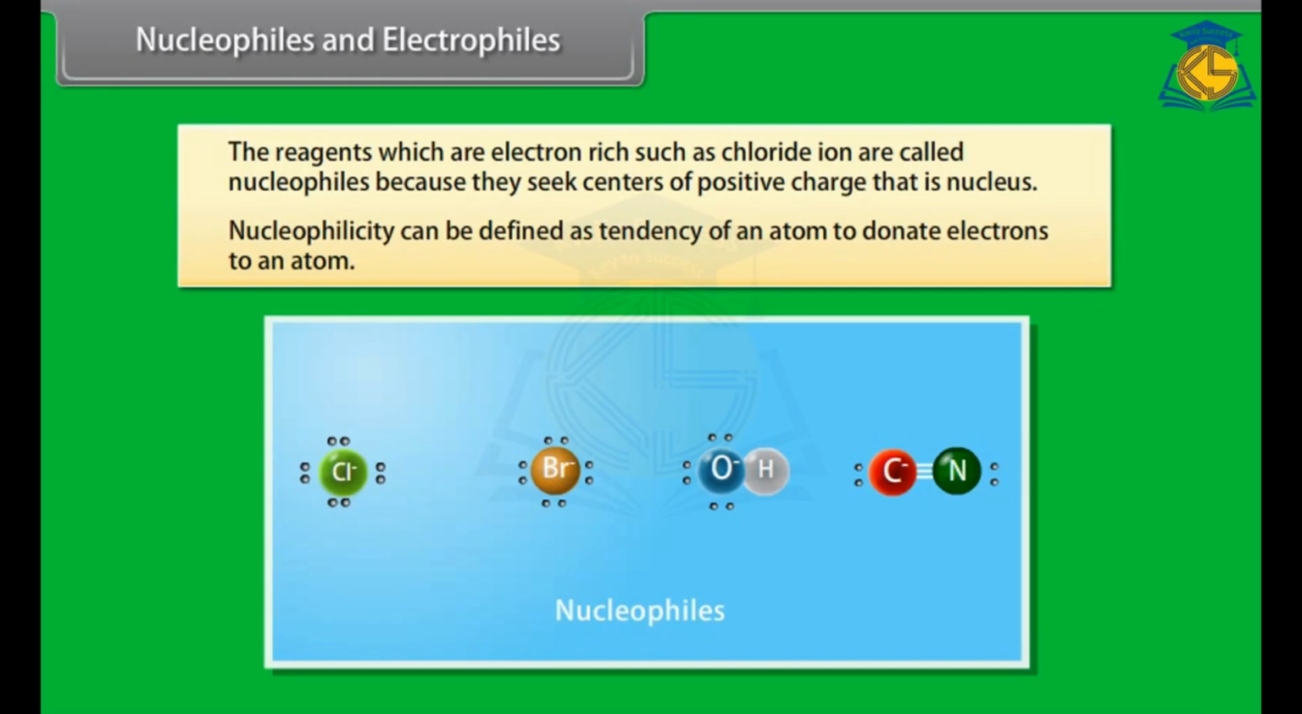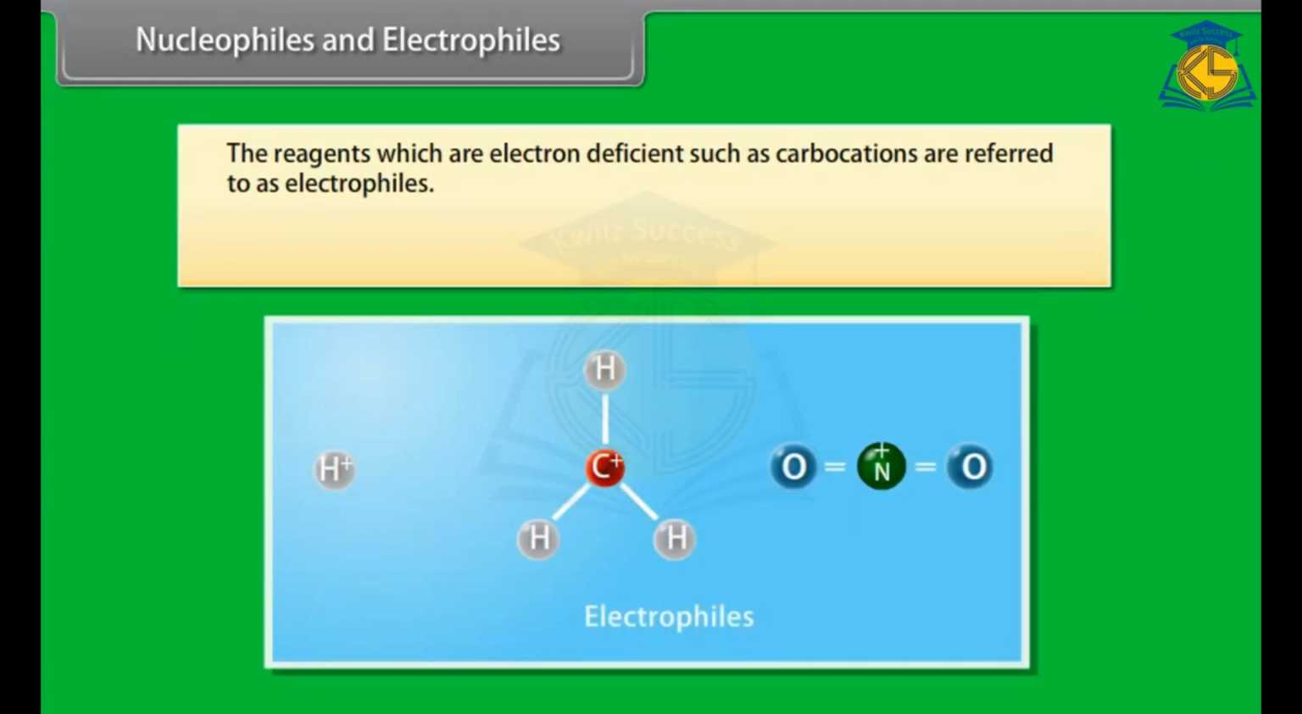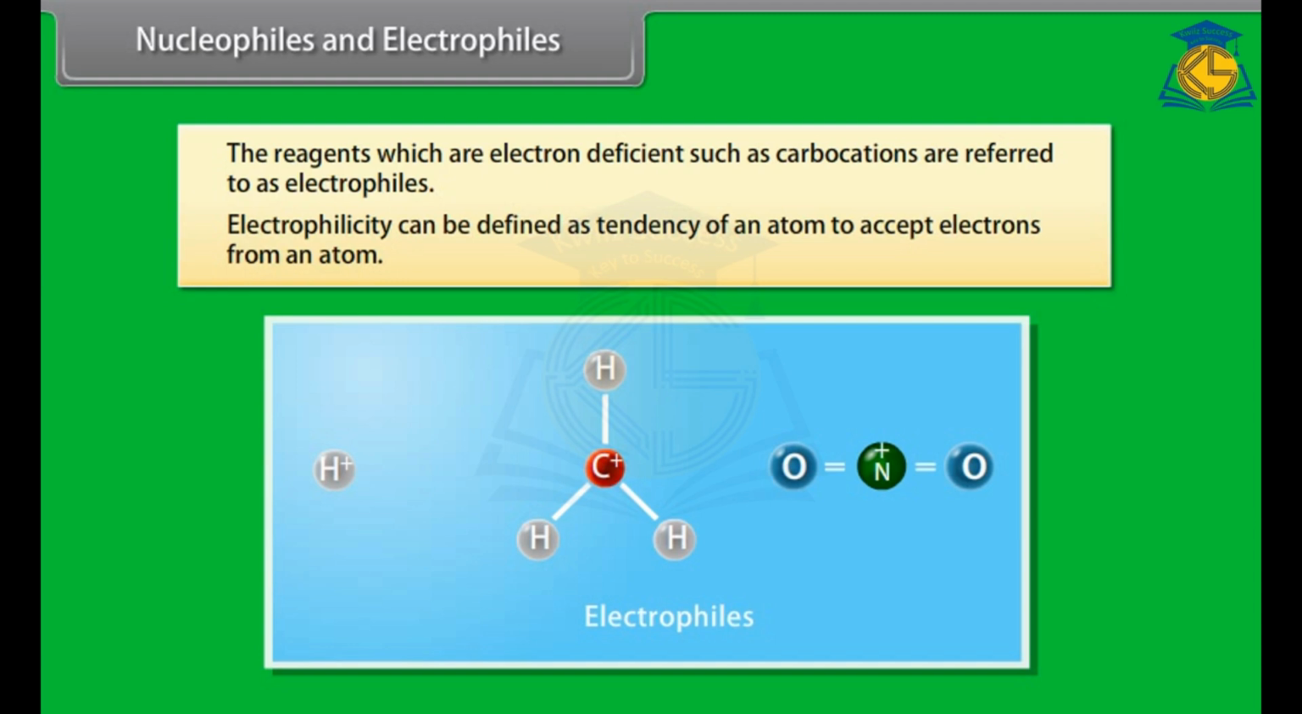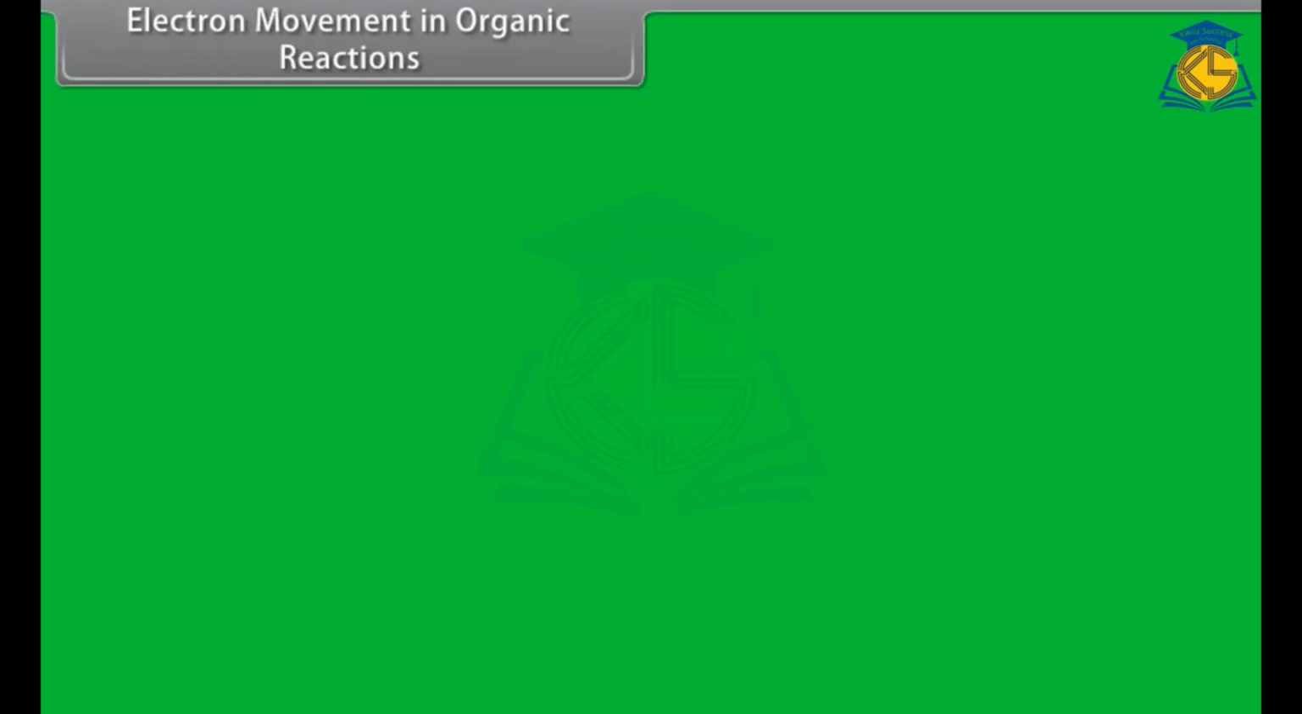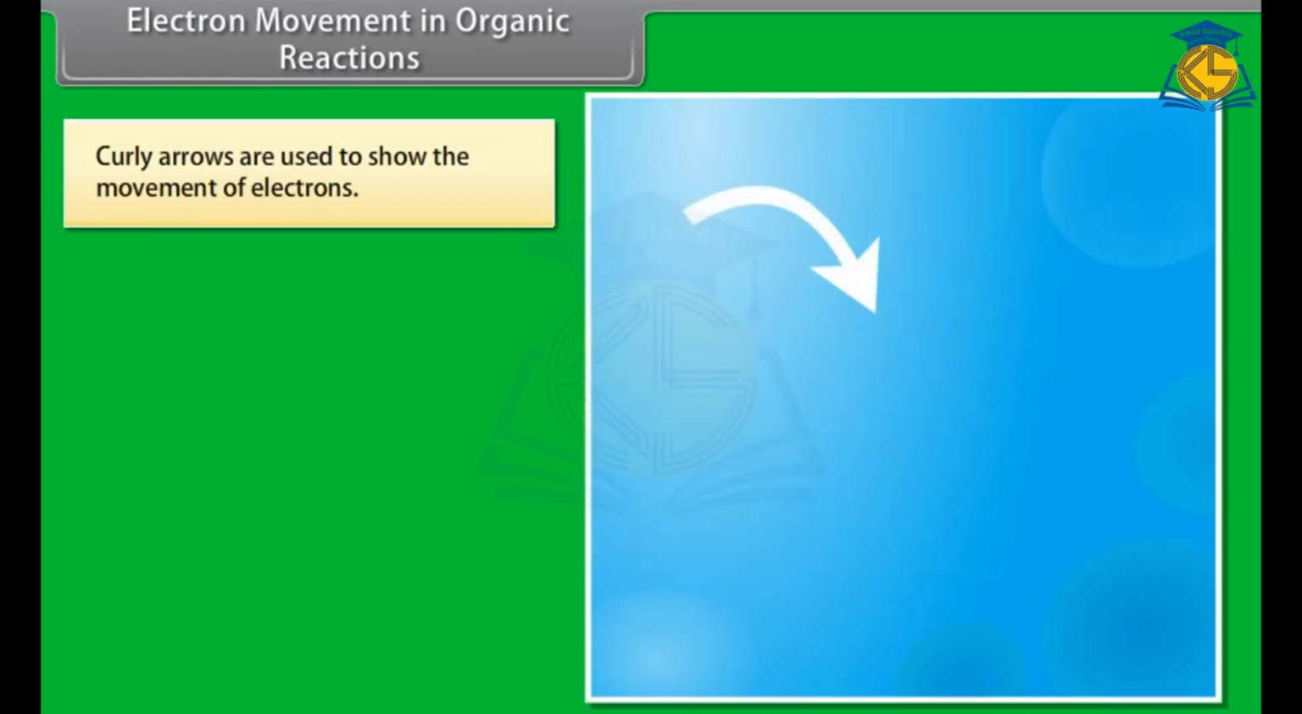Nucleophilicity can be defined as the tendency of an atom to donate electrons to an atom. The reagents which are electron deficient, such as carbocations, are referred to as electrophiles. Electrophilicity can be defined as tendency of an atom to accept electrons from an atom. Electron movement in organic reactions. Curly arrows are used to show the movement of electrons.